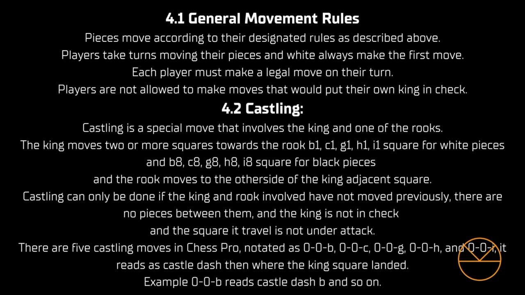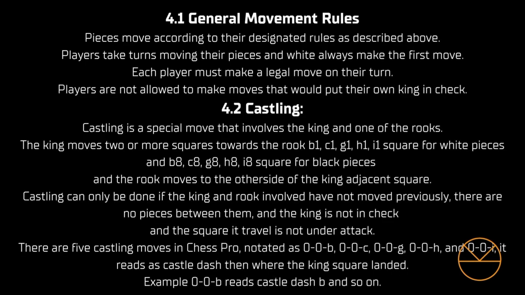4.2 Castling. Castling is a special move that involves the king and one of the rooks. The king moves 2 or more squares towards the rook: b1, c1, g1, h1, i1 square for white pieces and b8, c8, g8, h8, i8 square for black pieces. And the rook moves to the other side of the king, adjacent square. Castling can only be done if the king and rook involved have not moved previously, there are no pieces between them, and the king is not in check. And the square it travels is not under attack.